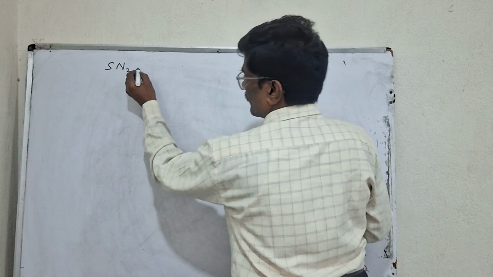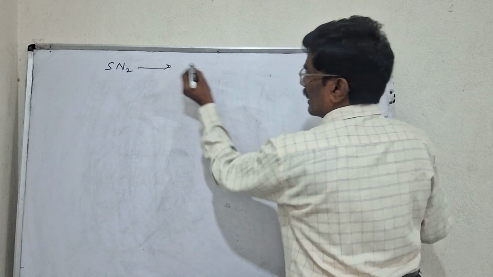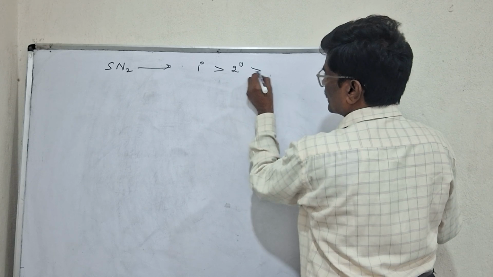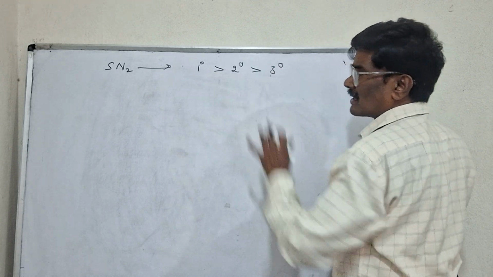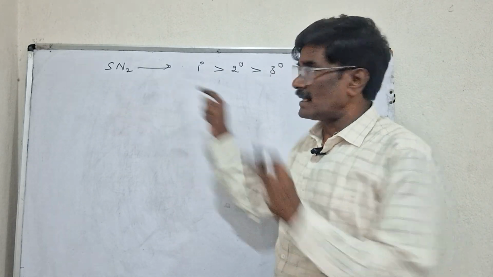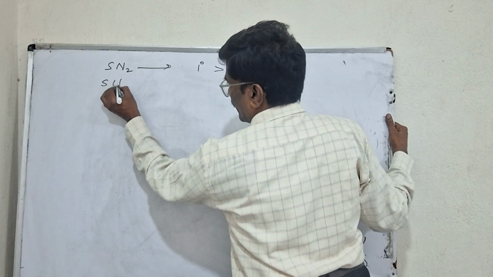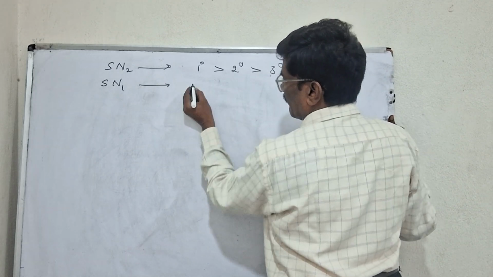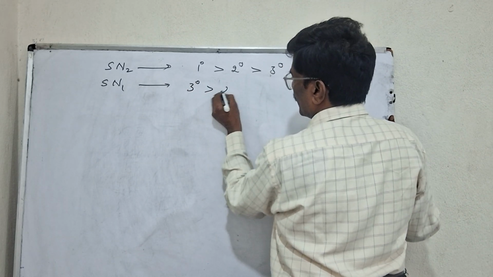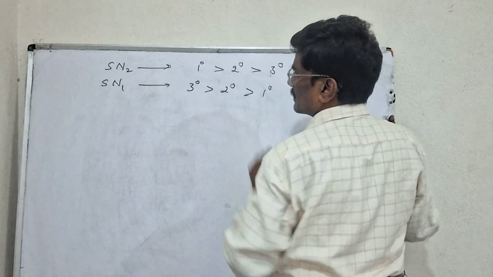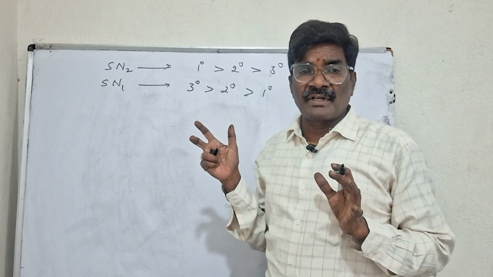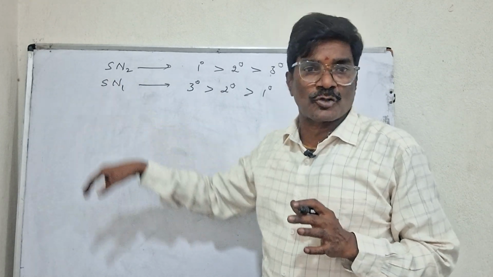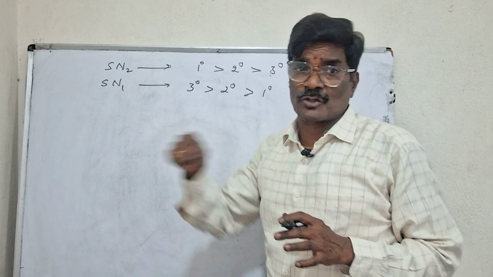The SN2 reactivity order is highest for 1 degree alkyl halides, then 2 degree alkyl halides, then 3 degree. That is the order of SN2 mechanism in alkyl halides. In the same way, SN1 is in the opposite direction. It is highest for 3 degree, then 2 degree, then 1 degree. That is the order of the reactivity of the alkyl halides in nucleophilic substitution reactions.